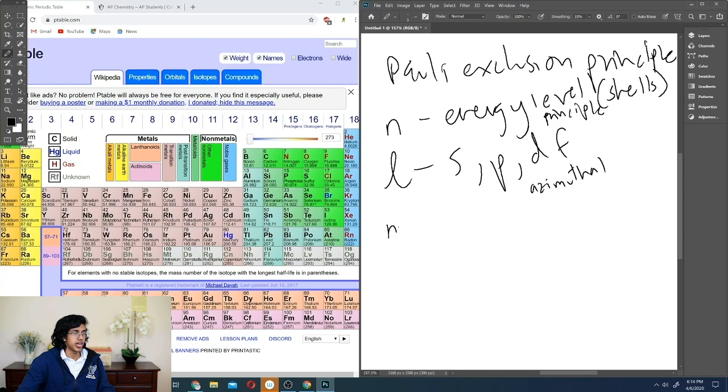The next one is called m. So m tells you the orientation of the orbital, right? Because there's only one s orbital per energy level, there's only one possible orientation. So the m for each s orbital is just going to be 0, because that's the only possible orientation for it. However, if l is equal to 1, which means it corresponds to p orbitals, there are multiple p orbitals in each energy level.